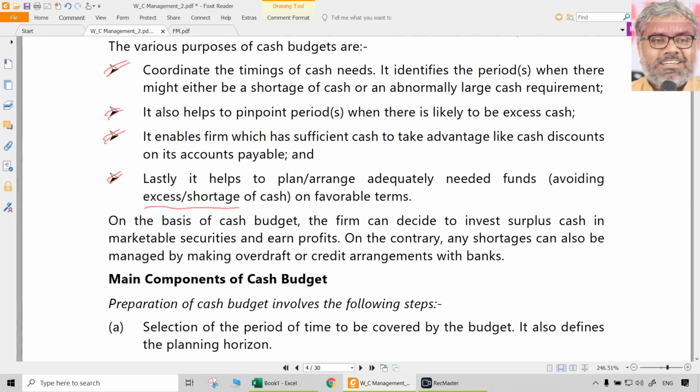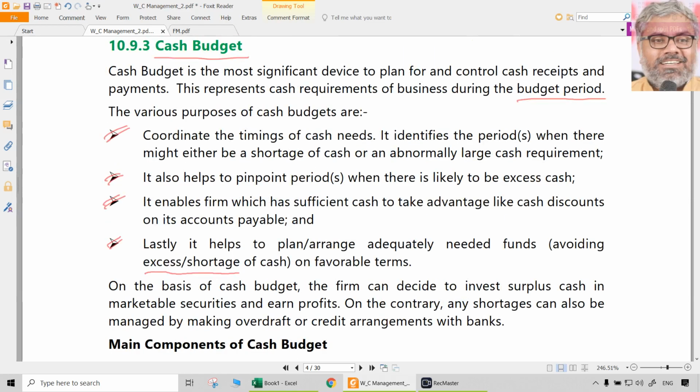So for some months there may be excess cash, for some months there may be shortage of cash. But do we know it? Or are we just following as the month comes, money is coming in and going out without our knowledge? That is not good. That is why budgeting is a very important activity.